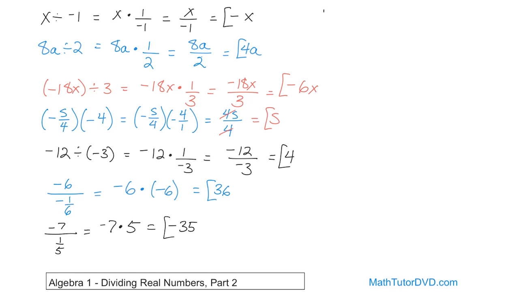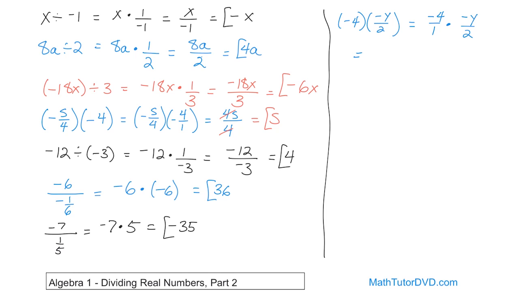Just have a couple of additional ones here. Not really difficult or hard, just getting some practice. What if we have negative 4 times negative y over 2? So this is multiplication, right? So you have to imagine this negative 4 is really going to be written as negative 4 over 1, and then this is negative y over 2. So you multiply the tops, you multiply the bottoms. Now the negative times this negative gives you positive 4y. And on the bottom, 1 times 2 is 2.